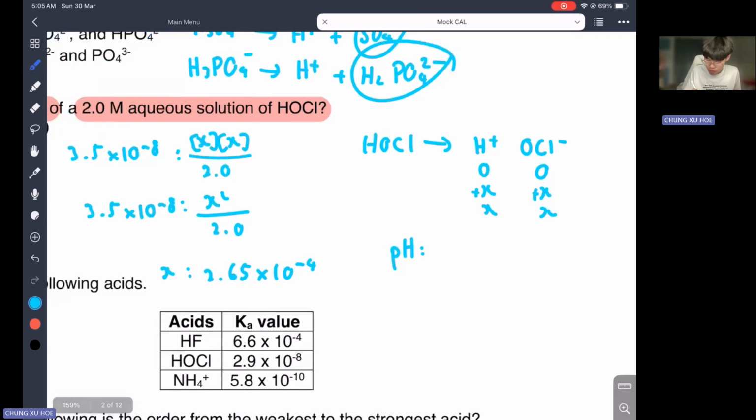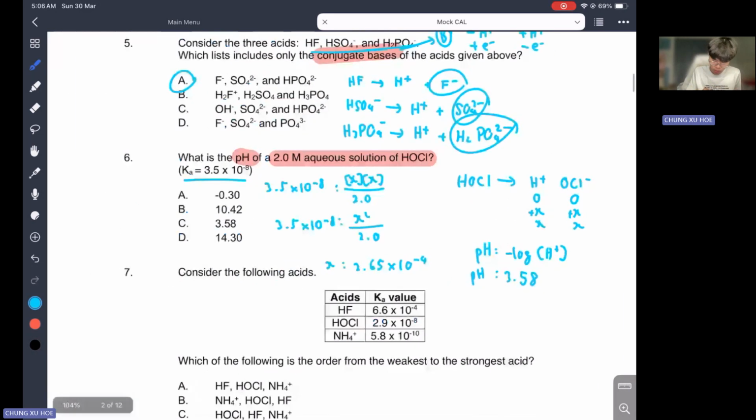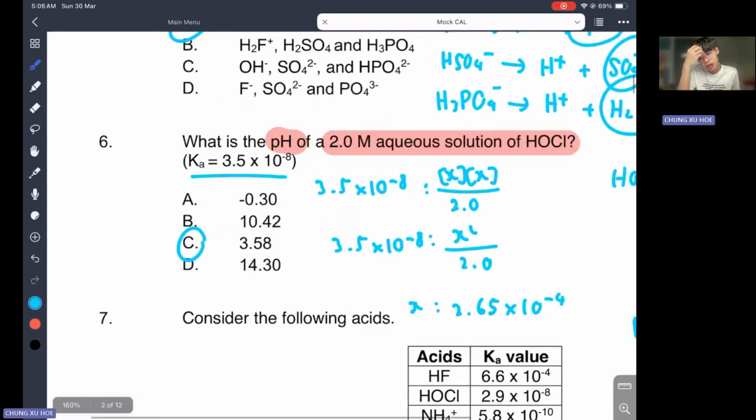So pH is equal to negative log of H plus. So I'm going to take the negative log of my answer. So I'll get 3.56, 3.58, sorry. So 3.58 or not? Yes. C. The answer is there.